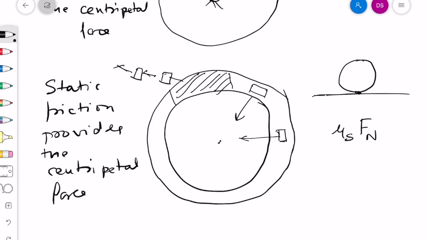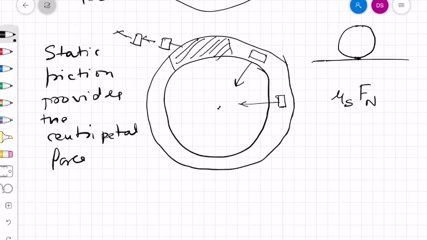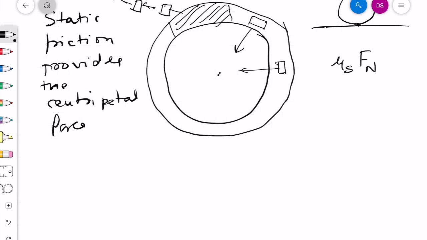All right. So hopefully it's clear to you that centripetal force is whatever force is acting towards the center of the circle, and it's the force or forces responsible for keeping the object going in a circular path. And many different forces can play the role of centripetal force.